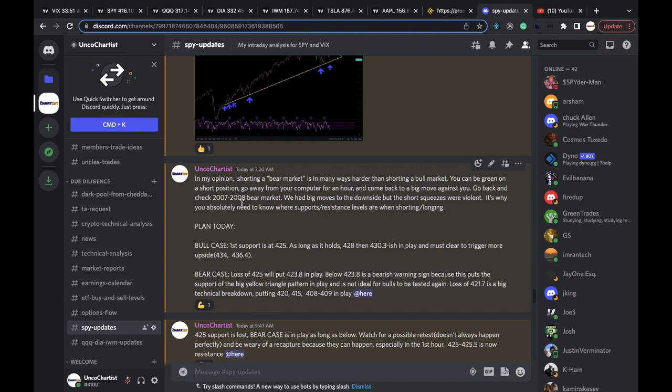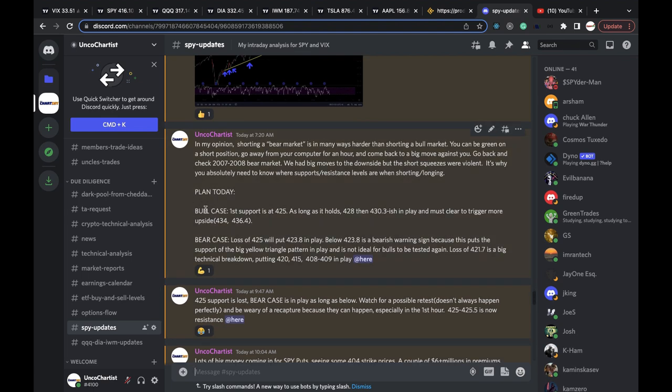I wrote some notes for the Discord members, but I'm just gonna read the plan to you. We had a bull case and a bear case. We don't try to predict what's gonna happen in the market. We just let the price action guide us based on the scenario. So we want to be prepared and nimble. So here it is for the bull case.